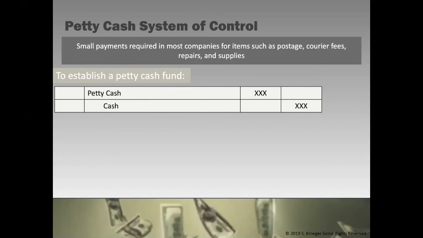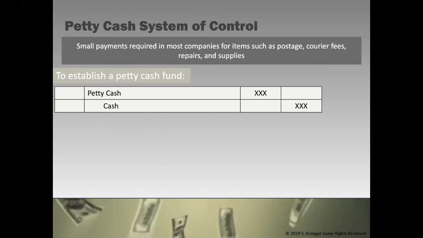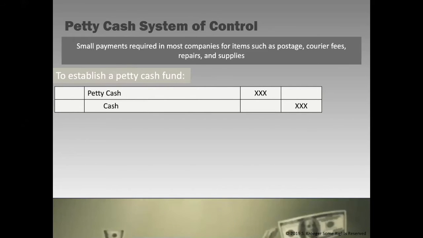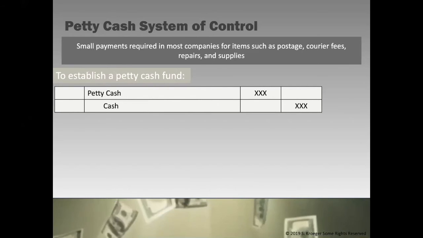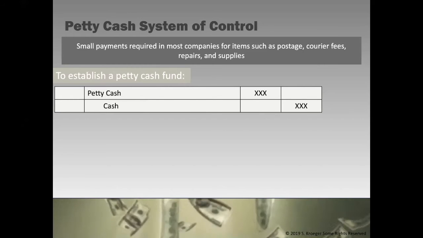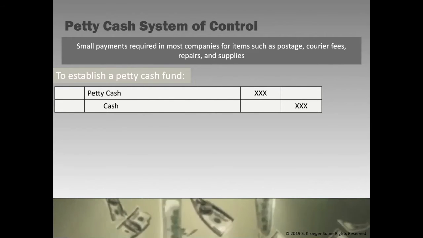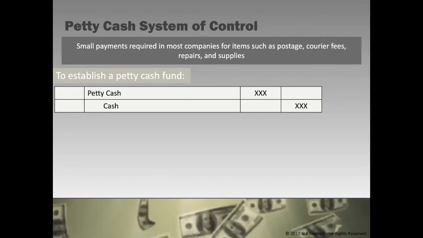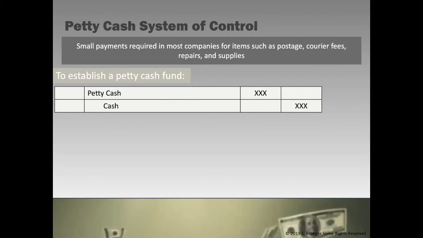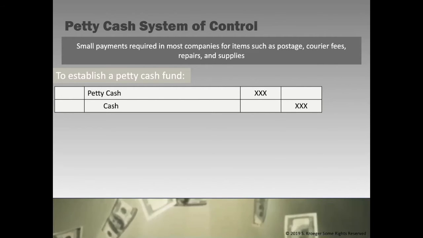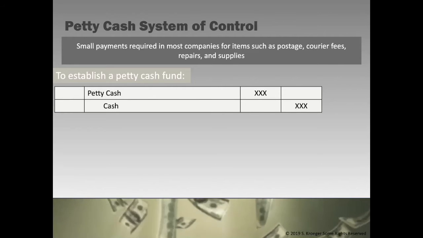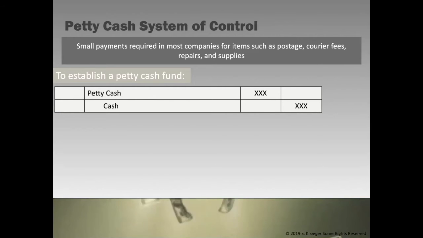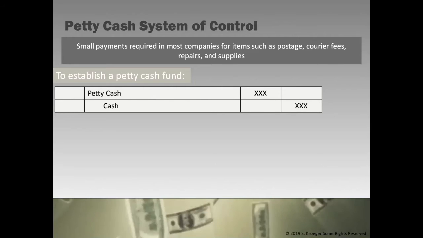The journal entry would be a debit to petty cash and a credit to cash. Petty cash is an asset. It's a current asset. The petty cash account is going up. To indicate that an asset is going up, it would be a debit. Therefore, money is now put into this petty cash fund. Cash is getting a credit because that account is going down. Basically, just moving money out of the cash account into the petty cash account.